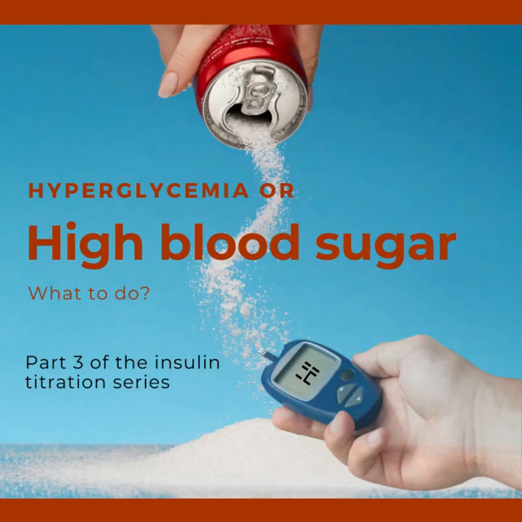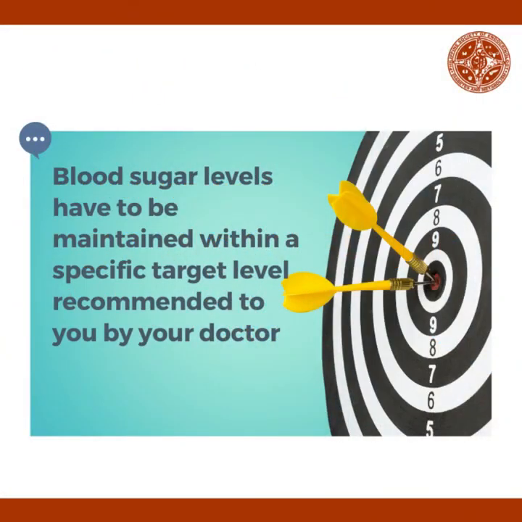What should you do when you have hyperglycemia or high blood sugar? This is part 3 of the insulin titration series. Blood sugar levels have to be maintained within a specific target level recommended to you by your doctor.